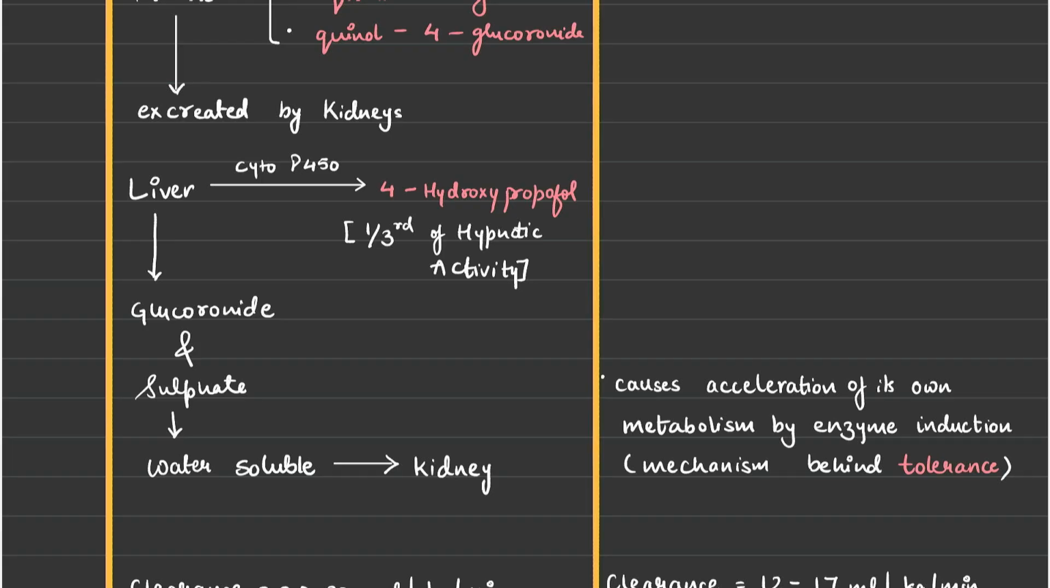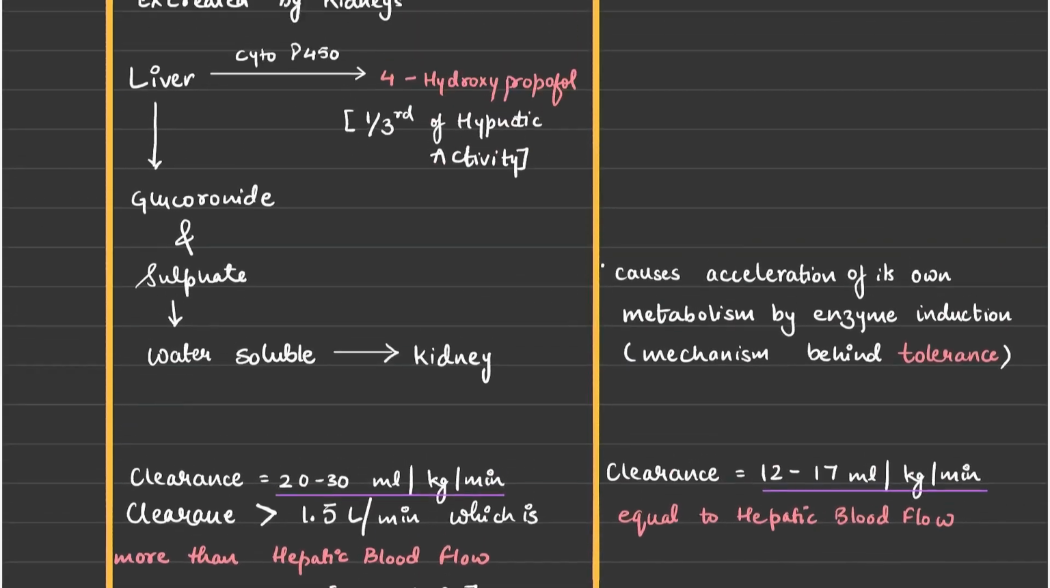In the liver, in the presence of cytochrome P450, it is converted to 4-hydroxypropofol, which has one third of the hypnotic activity of propofol. Then the glucuronide conjugates and sulfate conjugates are made, and they are water soluble and excreted through the kidney.